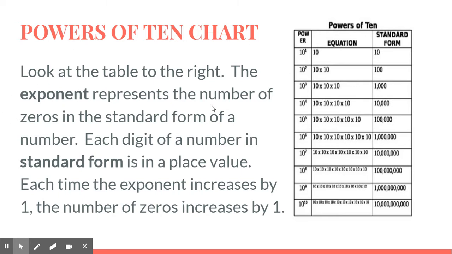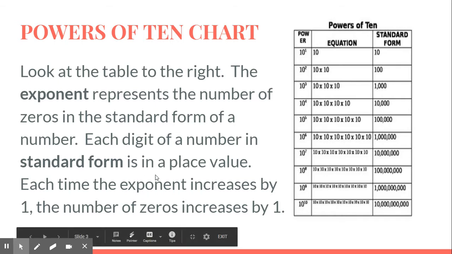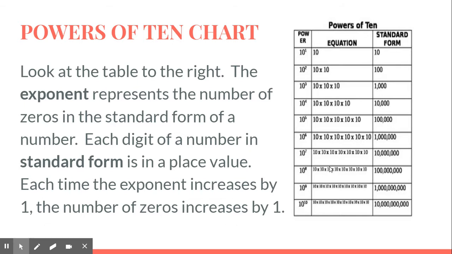So powers of 10 chart, look at the table. The exponent represents the number of zeros in the standard form of a number. Each digit of a number in standard form is in a place value. So each time the exponent increases by 1, the number of zeros increases by 1. So hopefully if you look here, you have 10 to the first power. And that's just going to give you 10.